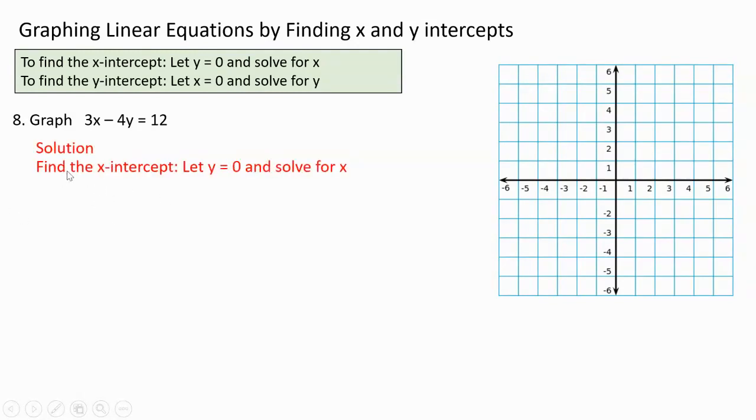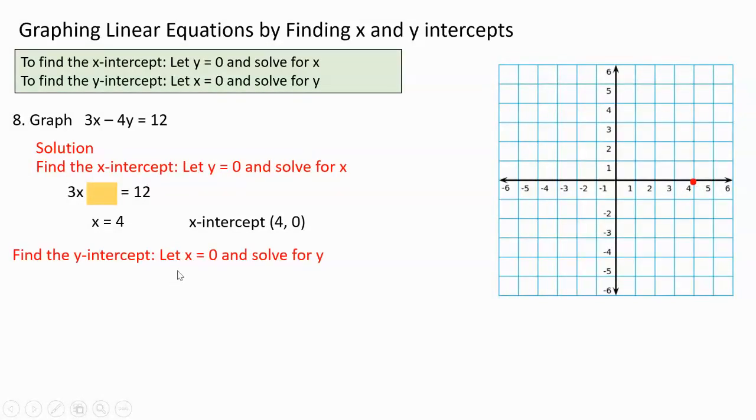For example, find the x-intercept. We're going to let y equal 0. If you let y equal 0, you can cover the -4y, because if it's 0, then it'll just be 0. Then in your heads, you can divide both sides by 3, which gives us x equals 4. So the x-intercept will be (4, 0). Let's plot it. There's the point (4, 0).